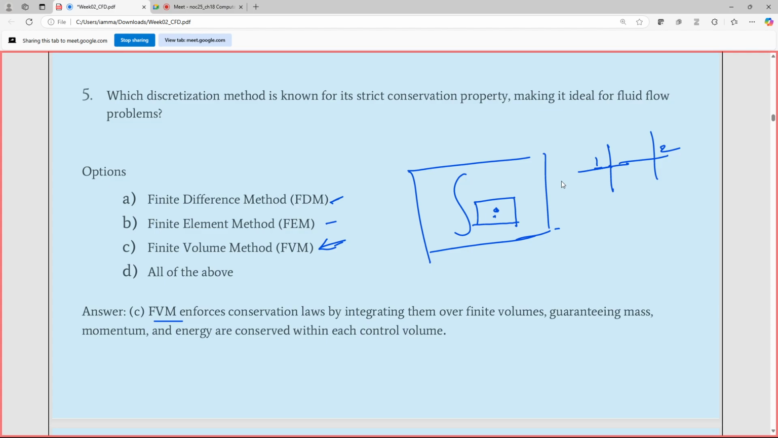But for the finite volume method, if you go through either the Versteeg and Malalasekera textbook or the Patankar textbook, which are given in your references, those books talk extensively about the finite volume method. In the finite volume method, by definition itself, we are integrating to get the algebraic equation. So integration itself gives the conservation property to that particular method.